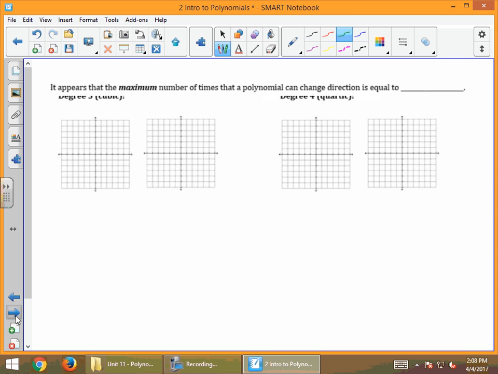Does anyone have an idea kind of what a cubic would look like? How many curves is it going to have? Two. Yeah, good. It's kind of like a snake. Something like this. Sometimes it might look something like this shape as well. It's not as distinct, but there's one curve, two curves. So there's going to be two turning points.